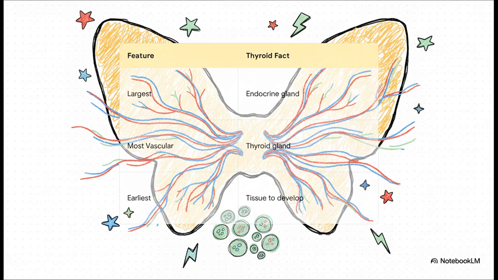Okay, let's wrap this all up with Section 5, Revision and MCQs. It is time to lock this information in with some active recall. Before we get the questions, take a mental screenshot of these golden facts. Examiners love to rapid-fire test first-year students on these. It's the largest endocrine gland, it's one of the most vascular glands alongside the adrenal medulla, and it is the absolute earliest glandular tissue to develop in the embryo.